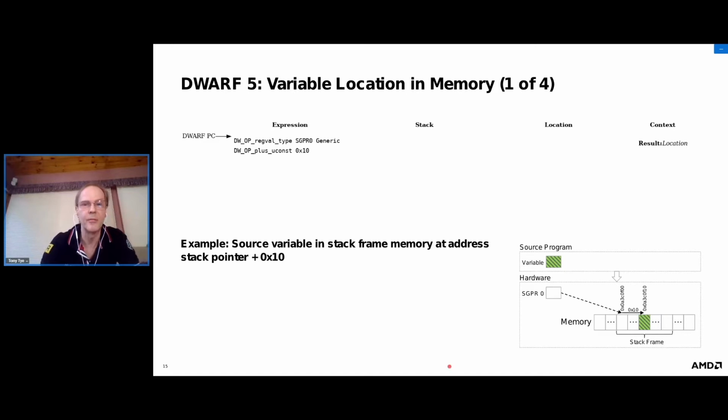So let's get a little bit more complicated. Suppose here we've got a variable, and it turns out that variable was allocated in the scalar register, but for some reason, at this particular program counter, the compiler spilled it into memory, which is accessible at an address plus an offset. This might be the address of a stack pointer.